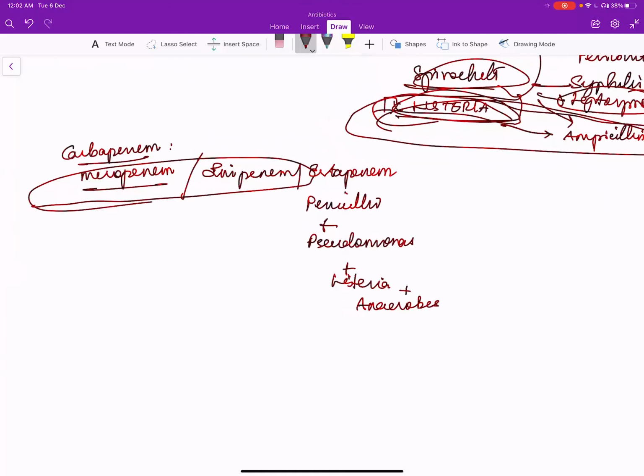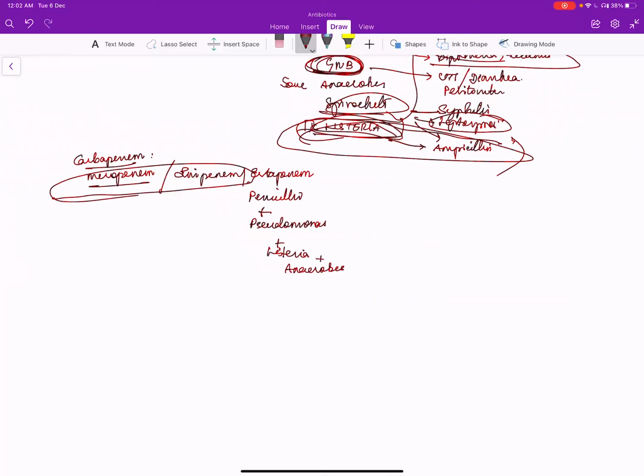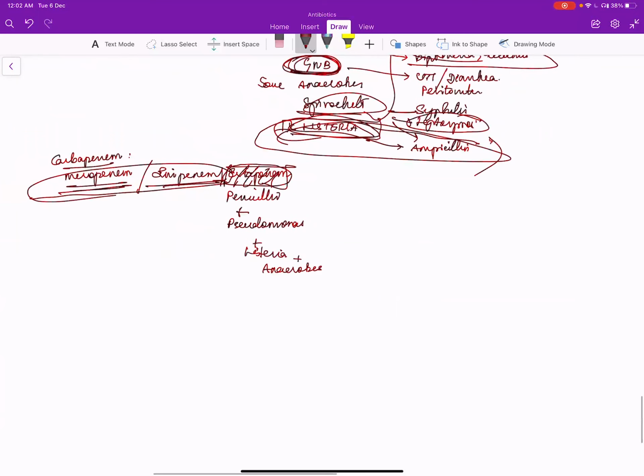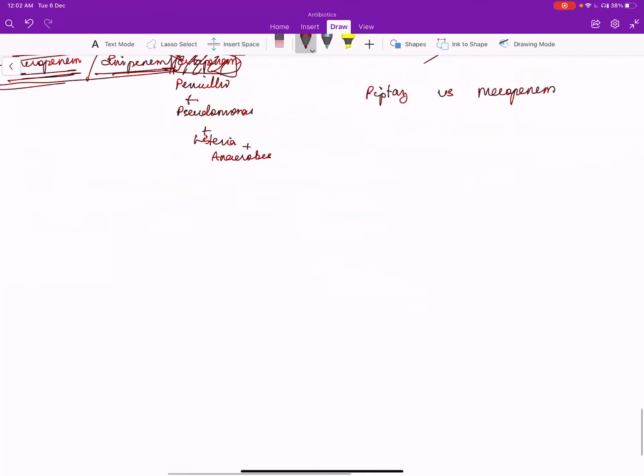So ceftriaxone doesn't cover Pseudomonas and Listeria, whereas carbapenem covers. They say ertapenem is the only one which doesn't cover Pseudomonas, but practically we use meropenem and imipenem, so the same thing. So piptaz and meropenem are nearly the same, right? Because piptaz also covers the same thing, meropenem also covers the same thing, but which is the best one? Piptaz versus meropenem.